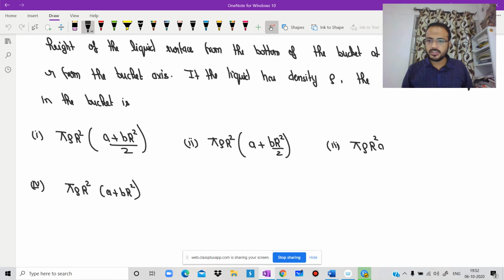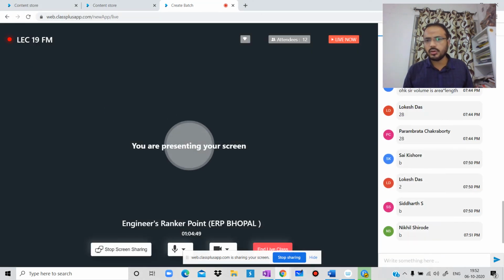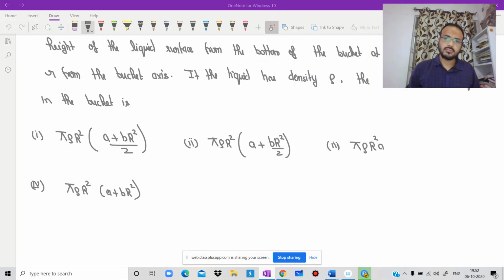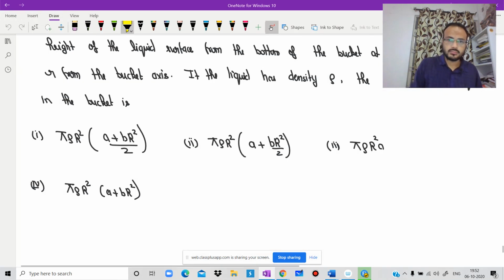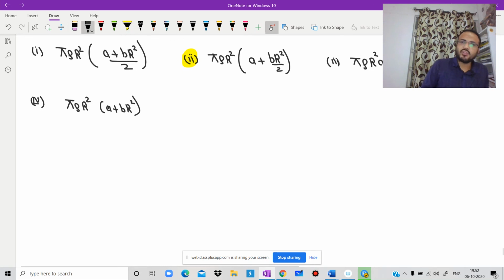The right answer of this question is B. Only 4 students. Why not others? B is the correct answer. Now we will solve it directly from the derivation.